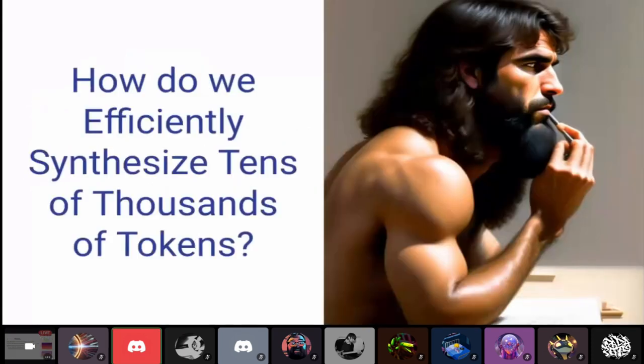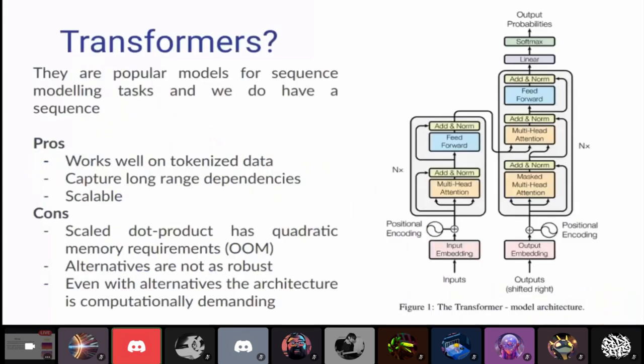Yeah. So even though we have now about 8,000, or as we are working with currently, 16,000 tokens, how do we efficiently synthesize tens of thousands of tokens? If you think about transformers, which are the main kind of models for working with sequences or these tokens, well, they normally work with about 512, or maybe for transformers from the big labs, they work with about a few thousand sequences, context length, that is.